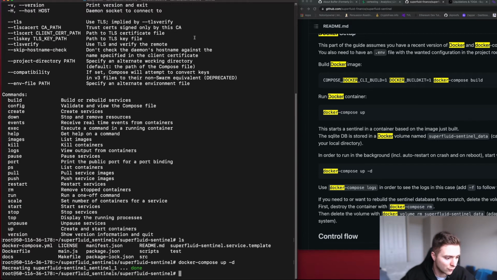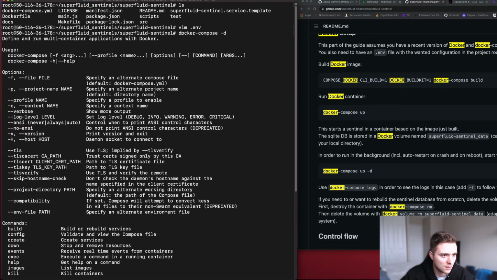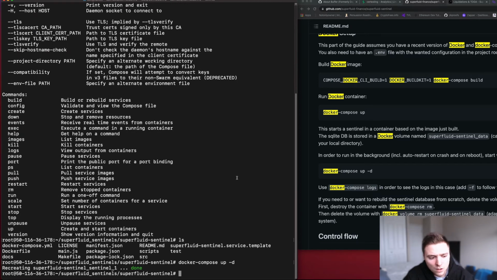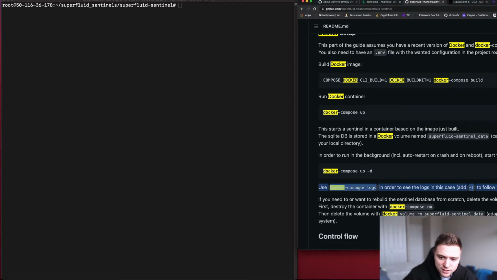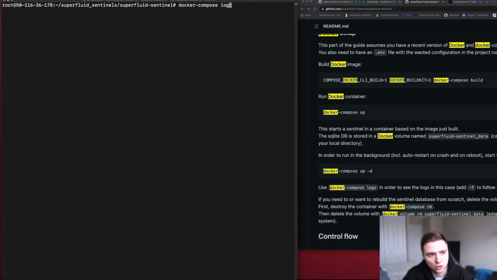Okay, there we go. We're recreating Superfluid Sentinel. Made a mistake there. I needed to include docker compose up. Okay, so the Sentinel is running. And what we'll do is run docker compose logs with -f to follow a live log.